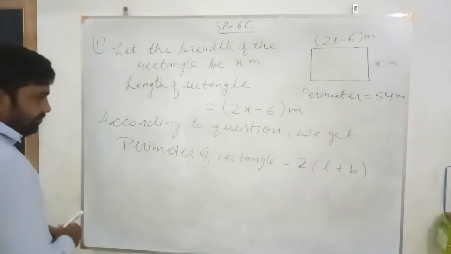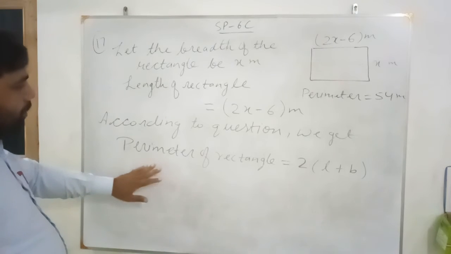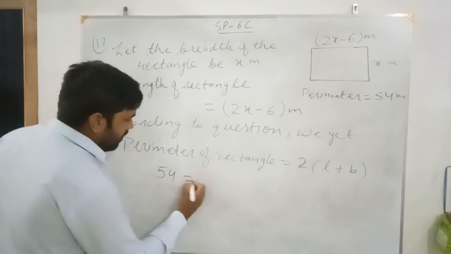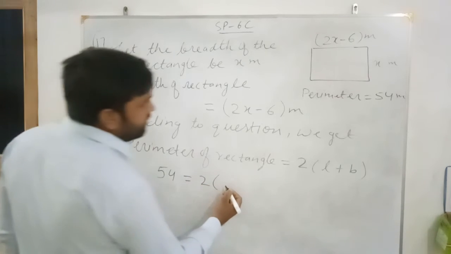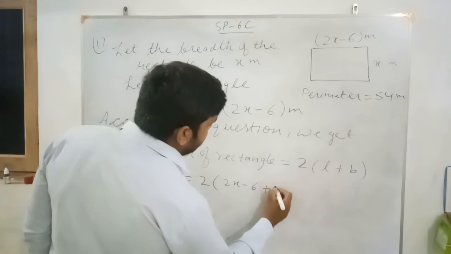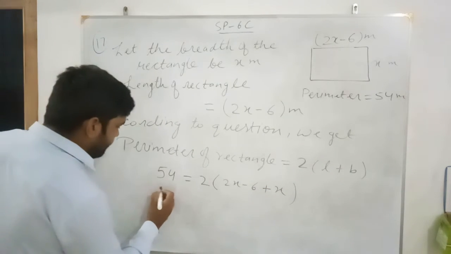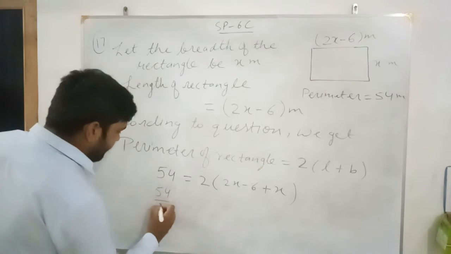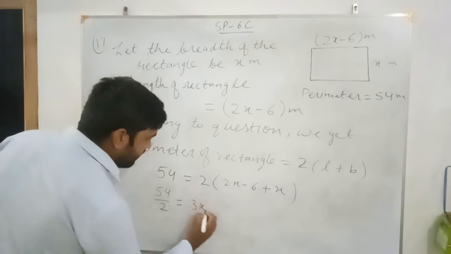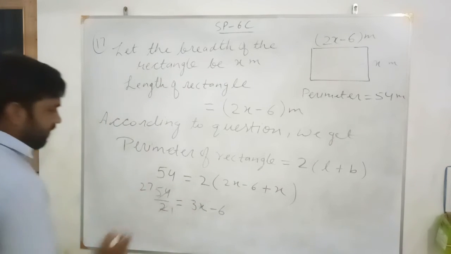Now we have the values. The perimeter is given in the question as 54. 2 into (length plus breadth), where length is 2x minus 6 and breadth is x. So we transfer this 2 to the left hand side. That is 54 divided by 2 equals 2x plus x, which gives 3x, minus 6. So 27 on the left, since 2 times 27 is 54.